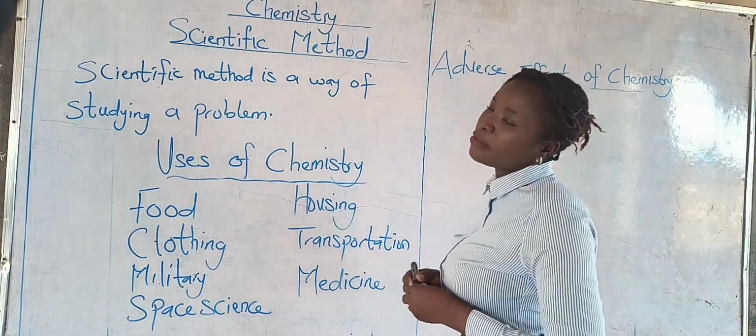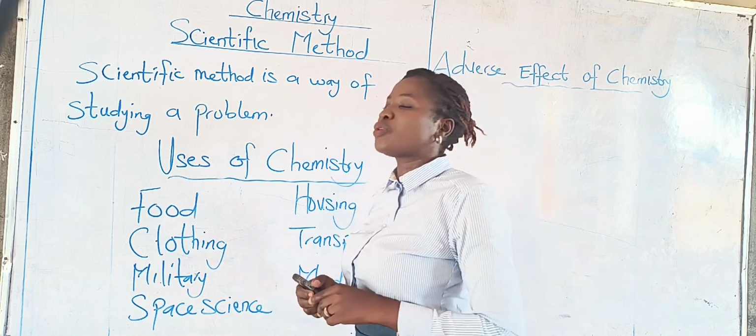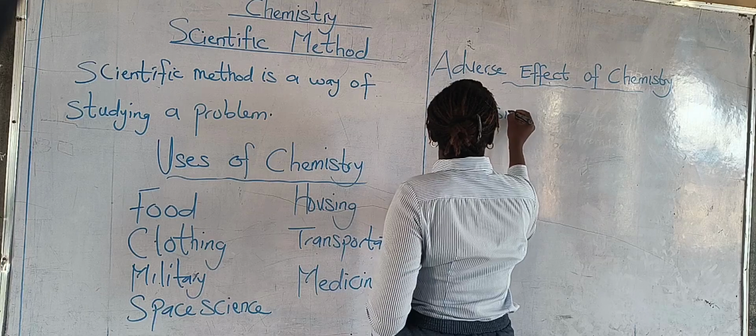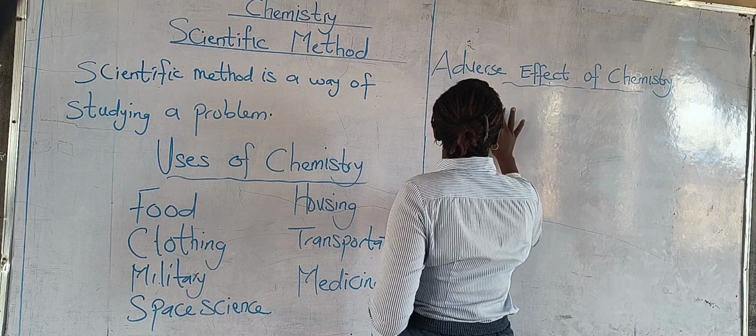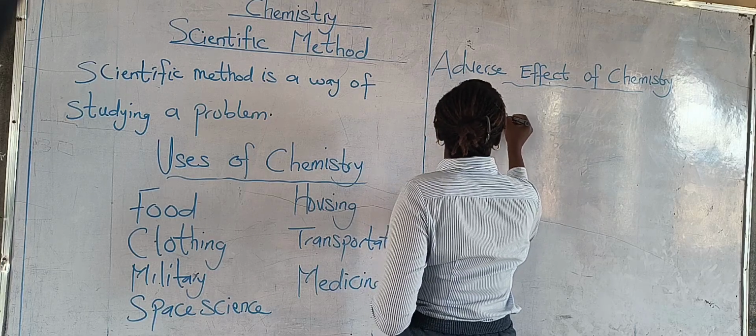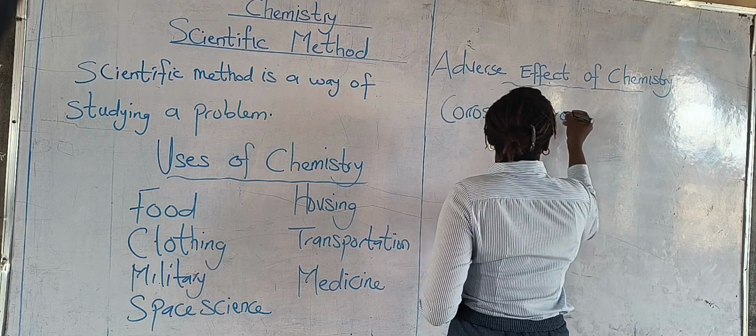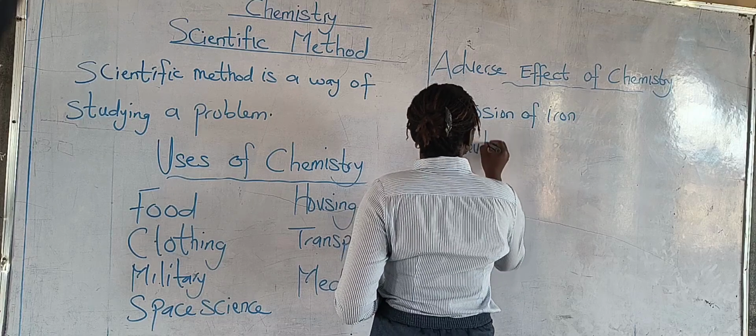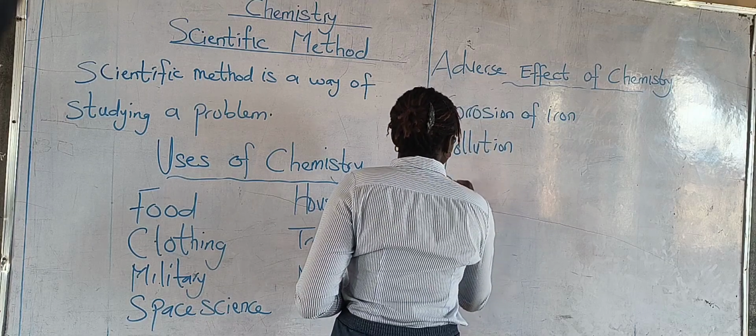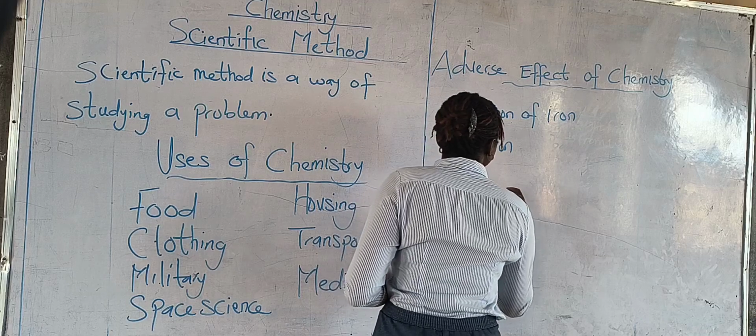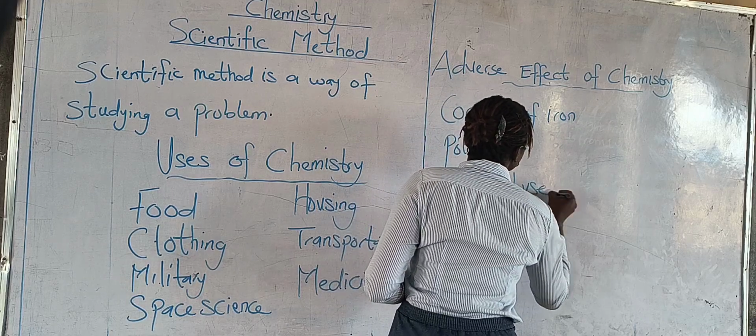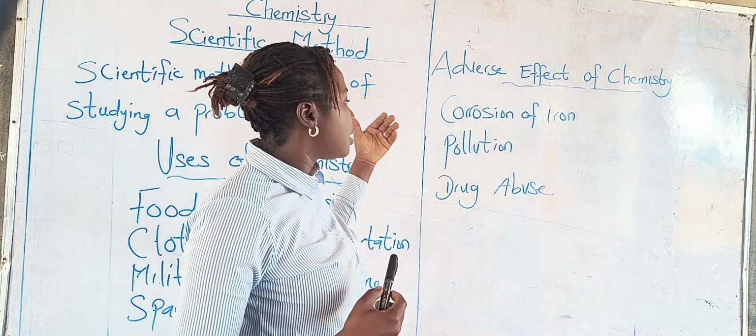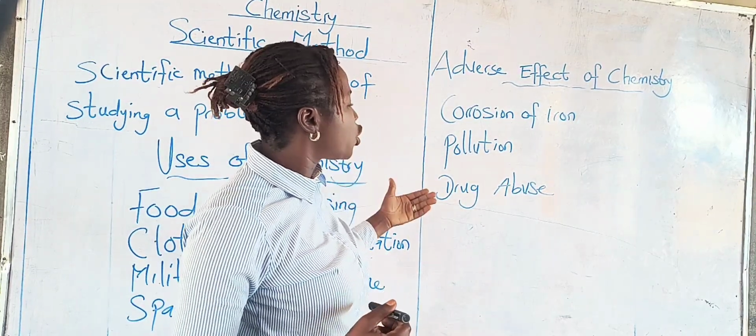The adverse effects of chemistry. We have 3 major adverse effects of chemistry. The first one is corrosion of iron. The second one is pollution. And the third one is drug abuse. So we have 3 adverse effects of chemistry: the corrosion of iron, the pollution and drug abuse.